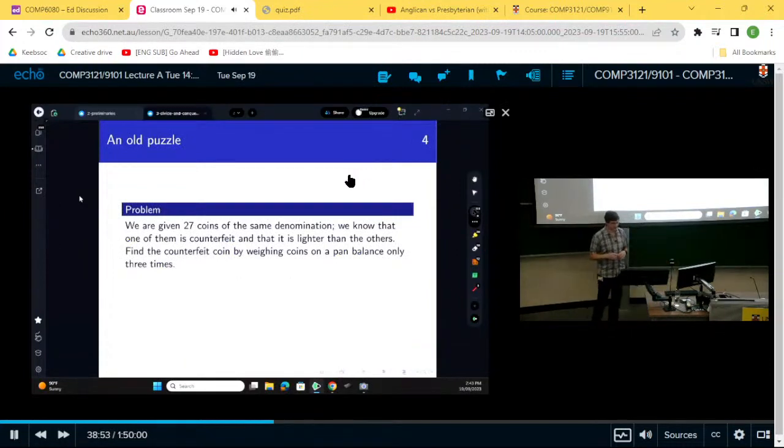So we're given 27 coins of the same denomination. We know that exactly one of these coins is counterfeit, and this particular coin is lighter than all the others. So all the coins have the same weight, just one of them is a fake coin and it has lower weight. Find the counterfeit coin by weighing coins on a pan balance only 3 times. What's a pan balance? So it's a left hand side, right hand side thing like this, where you have a plate here and a plate here.